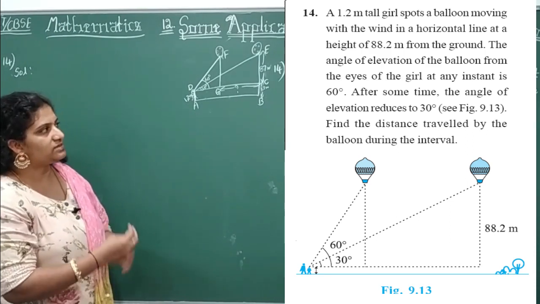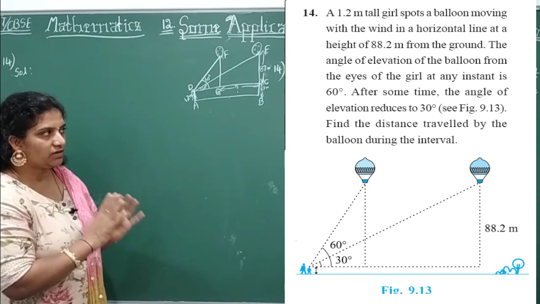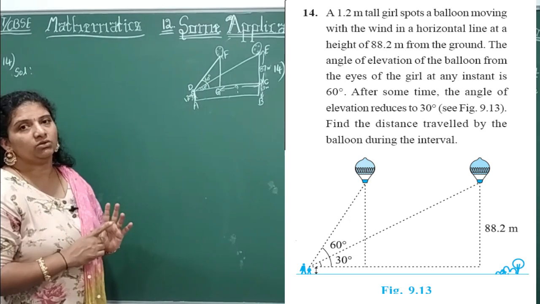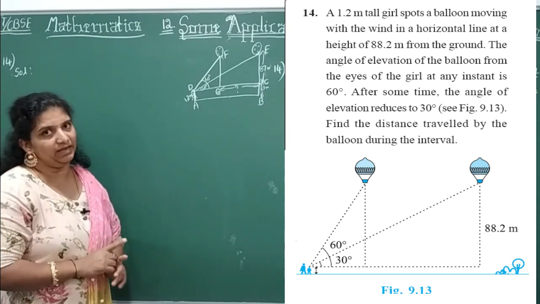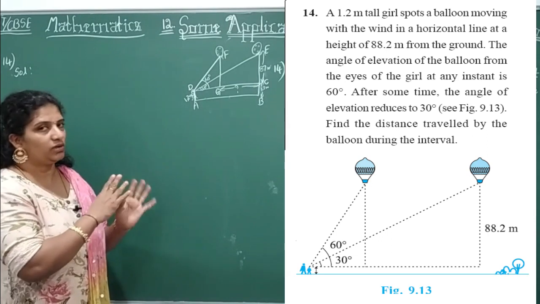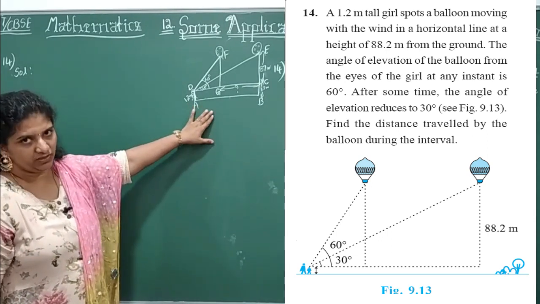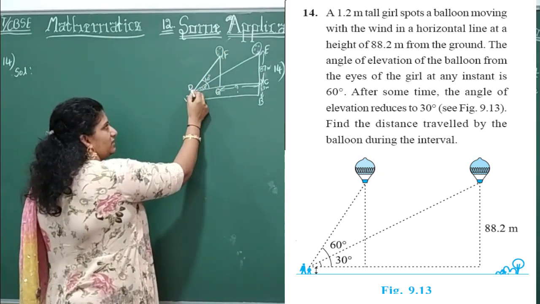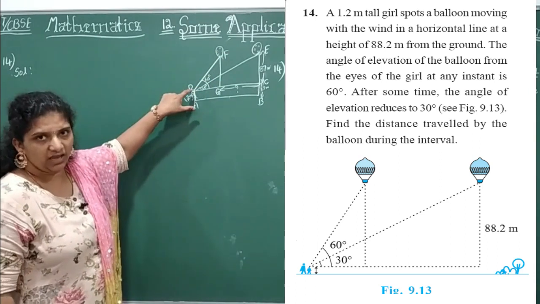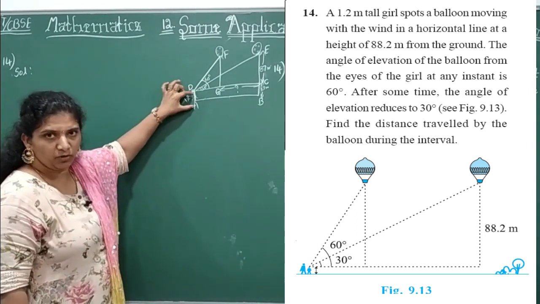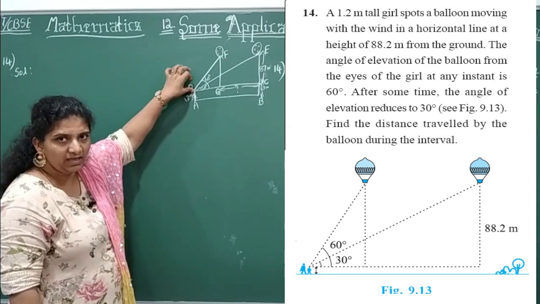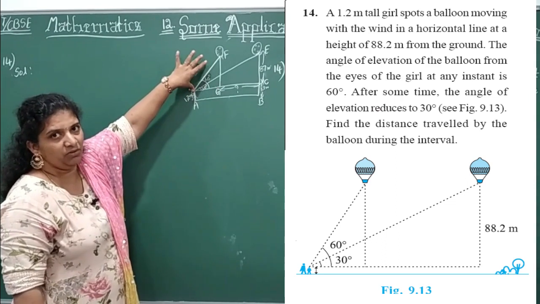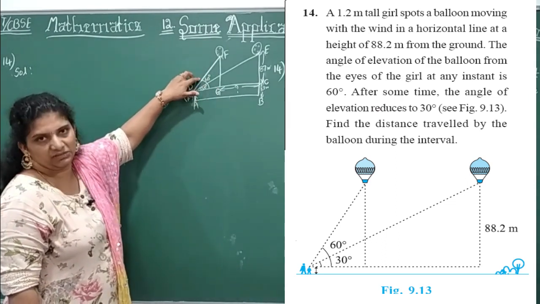See here, children, you can see the picture clearly there. Observe the picture, and in that picture, what you need to know here? Only you need to identify the right triangles. How is it formed? Look here. So I have drawn one more figure here. You can see the balloon here and the girl is here. From the girl's eye, observe here carefully. The girl is of height 1.2 meters. From her eye, the balloon which is 88 meters above the ground, the angle of elevation is 60 degrees.